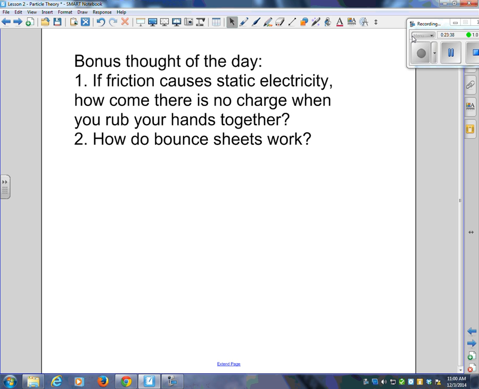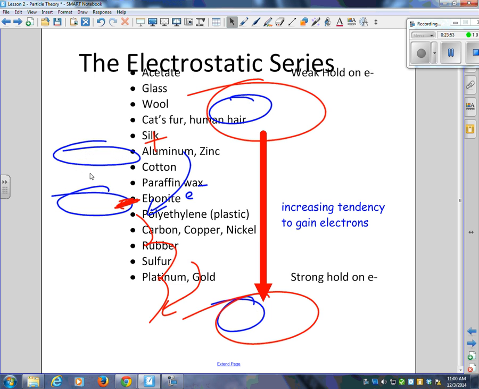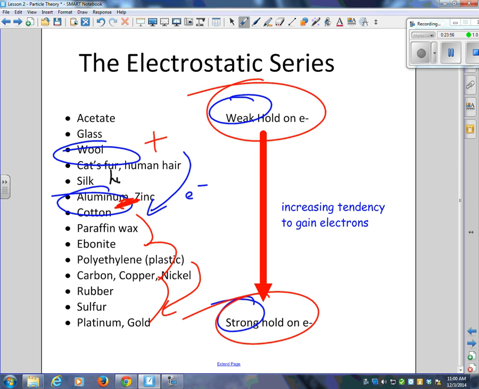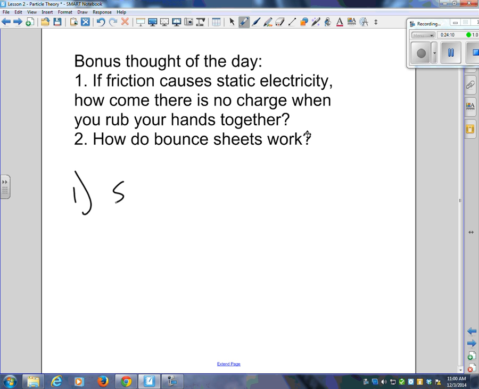They're both negative. They're both positive. Same material. Where would they be on the electron affinity chart? Human hand and human hand, right there in the same place. When you rub together, they have the same electron affinity.